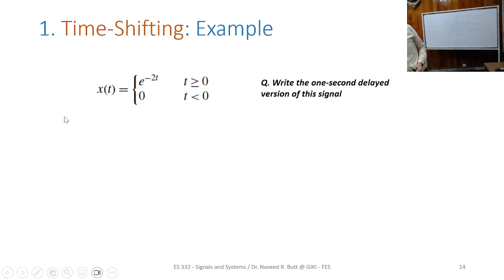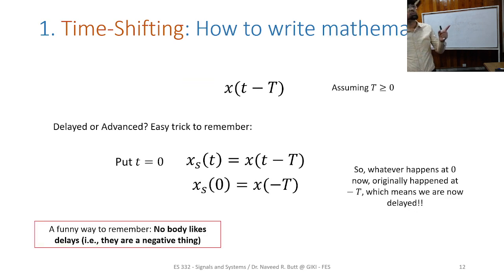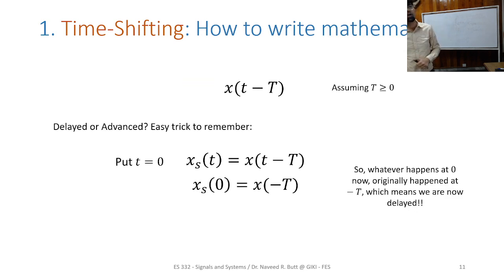The whole thing is changing. So we are shifting the independent parameter, delaying it. I've already shown what a delay looks like. This is the formulation for a delay. You replace t by t minus something, a positive number.